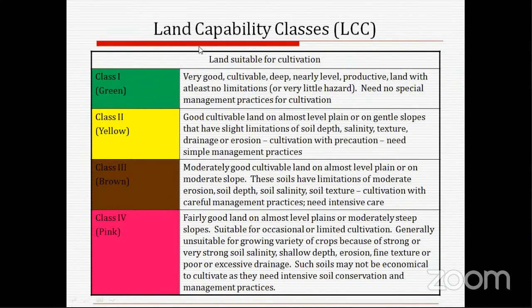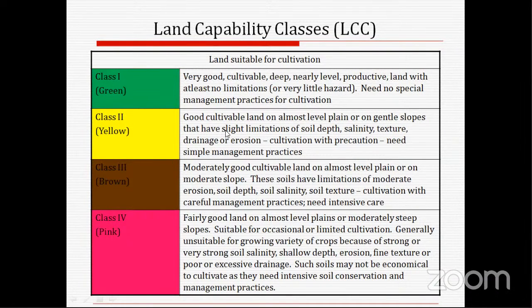Can we find this type of land anywhere? LCC1, is there any possibility, students? Please answer. Very good, cultivable, with no limitations, and we need not take any special management practices for cultivation. Is it possible? Not possible.